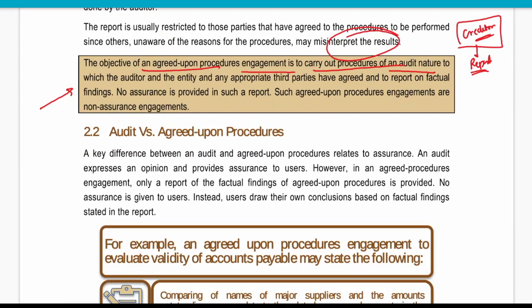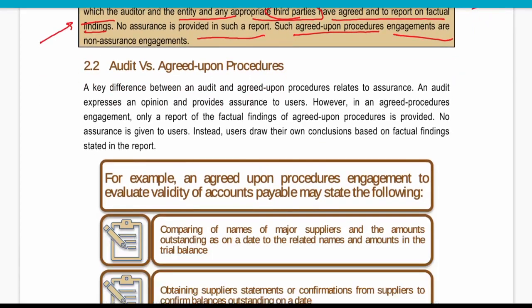Okay. So now, the objective of agreed upon procedures is to carry out procedures of an audit nature, which an auditor of the entity and an appropriate third party have agreed, to report on factual findings. No assurance is provided on such a report. Such agreed upon procedures engagements are non-assurance engagements.